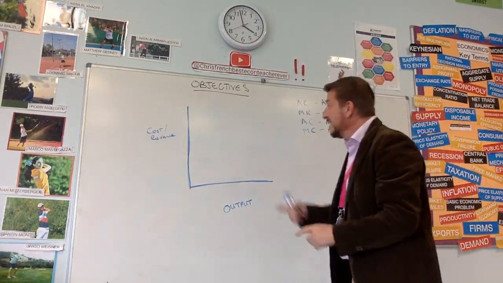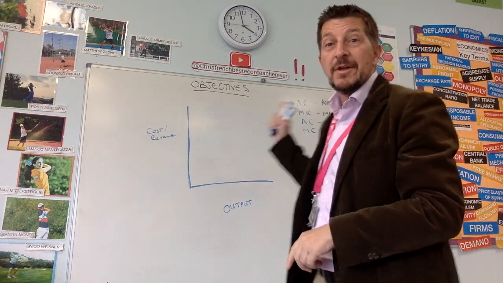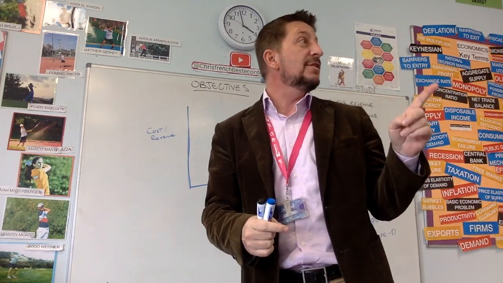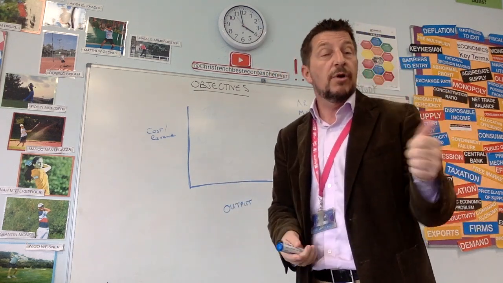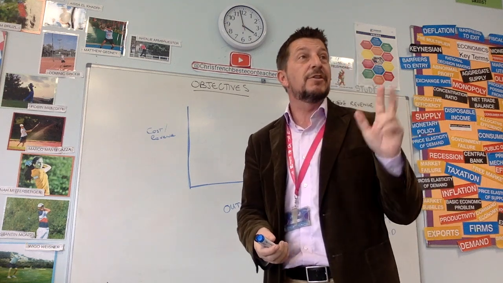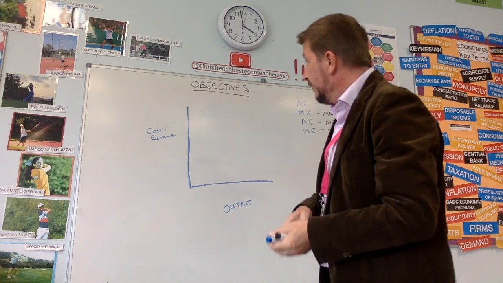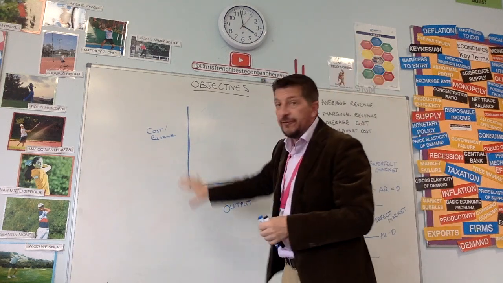Okay, good afternoon. Now, what we've got here is some basic information for Economics Unit 3. We're going to look at three different types of business objectives. The first one is profit maximization, the second one is revenue maximization, and the third one will be sales maximization.